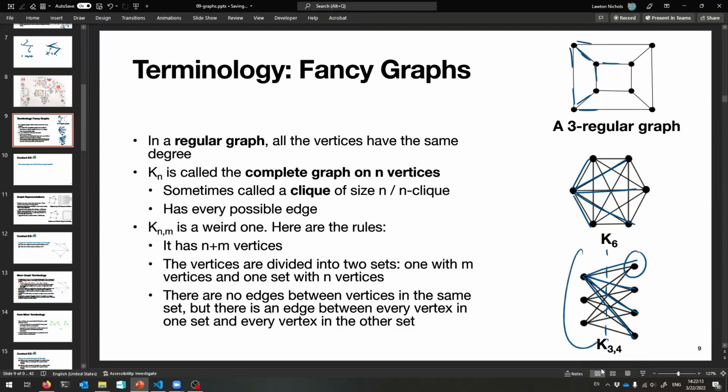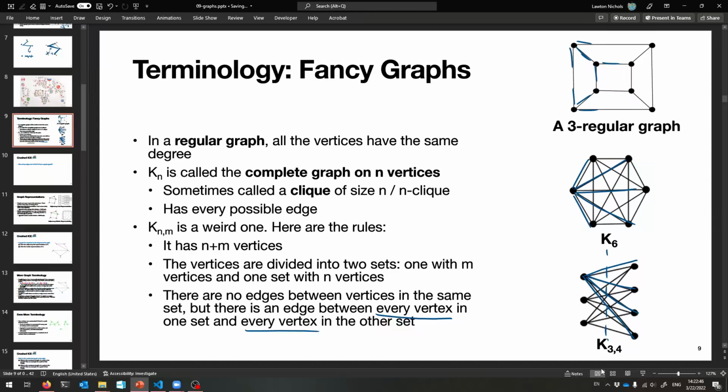There's a way for this node to get to everybody on the left, but there is no edge between people on the left side. That doesn't exist. So it's kind of like you're sectioning things off. The vertices are divided into 2 sets, one with m vertices on one side and n vertices on the other. There are no edges between vertices in the same set, but there is an edge between every vertex in one set and every vertex in the other. So that is K34. I hope that makes enough sense.